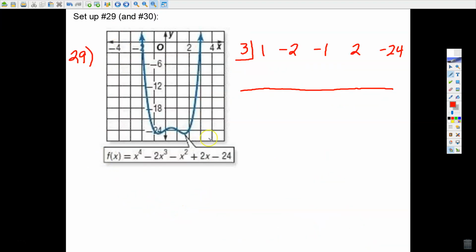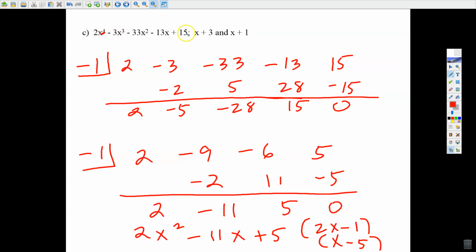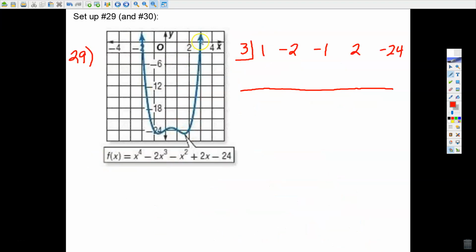Okay, what I'm going to do, number 29 is actually one of your homework problems. What I thought I would do is, I don't want to work all the way through it, but I want to get you going, because this time they do provide a function, here it is, and then they give you the graph. So the only difference here is, instead of providing the function and actually telling you what 2 or 1 of the factors are, you have to take a look at the graph and tell what the factors are.